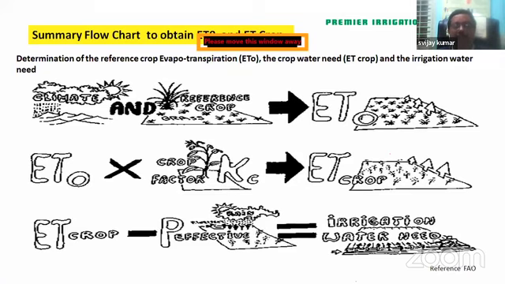So to summarize the entire water calculation, here first we are trying to calculate the ETo. The climate and the reference crop put together will give us the reference crop evapotranspiration. That multiplied by the crop factor will give the ET of the crop. And then if you subtract the effective rainfall that is happening, you are going to get the actual irrigation water that is required for the crop. So this is the entire summary. Here it is totally crystallized into a very simple chart.